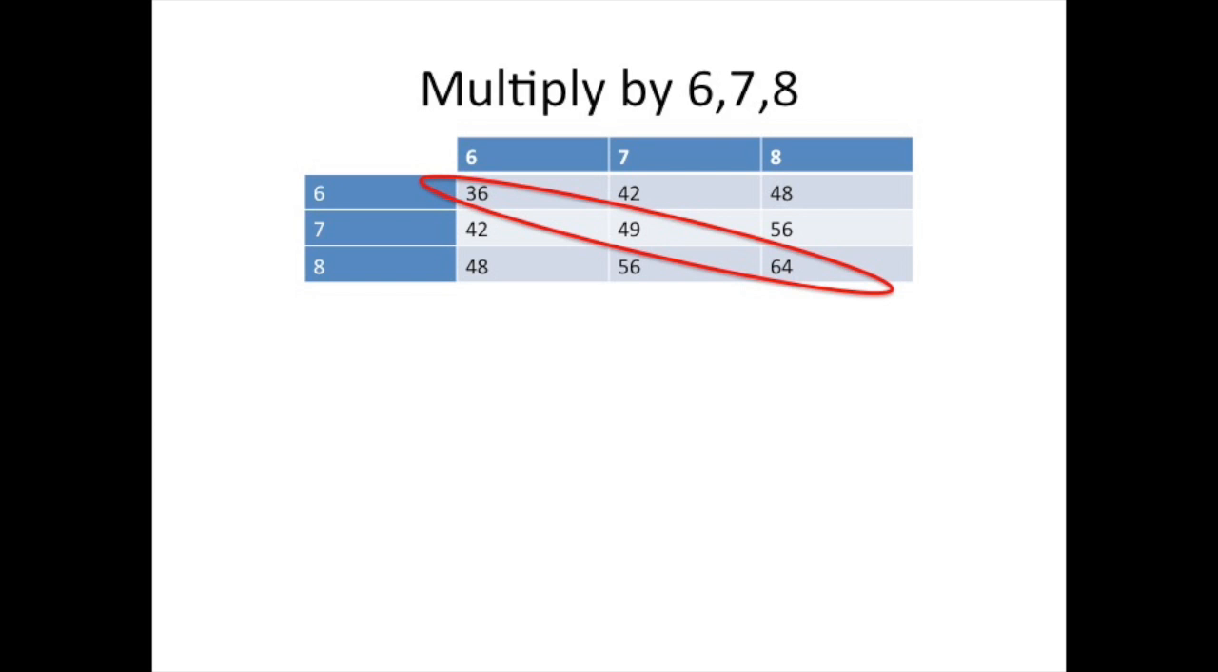7 times 6 is 42, which is also the same as 6 times 7 is 42. Same goes with 8 times 6 is 48. 6 times 8 is also 48. Also with 8 times 7. 8 times 7 is 56, and so is 7 times 8.